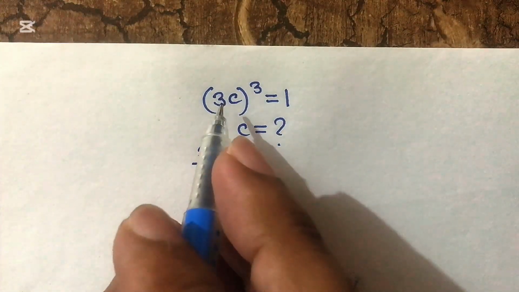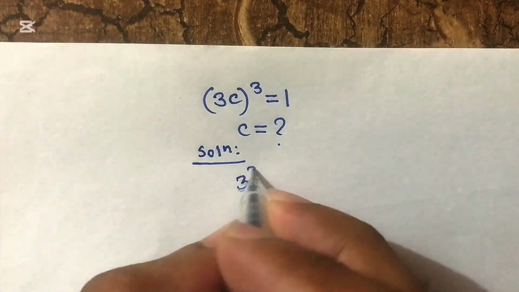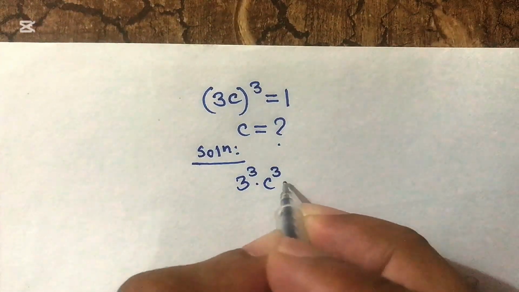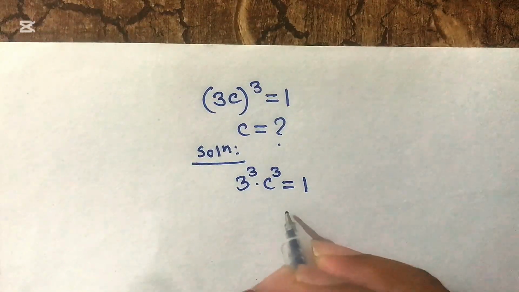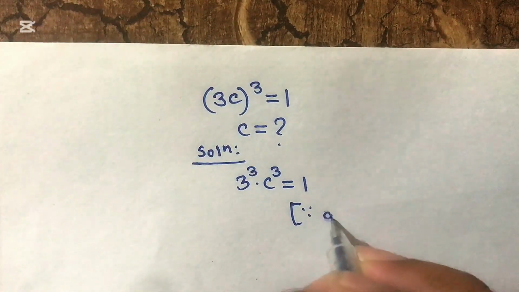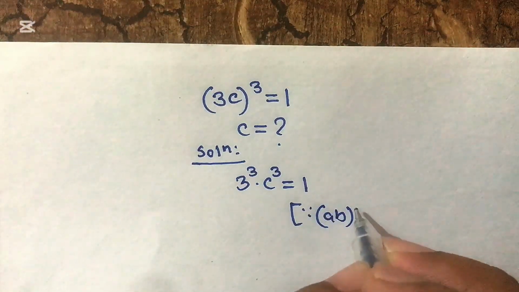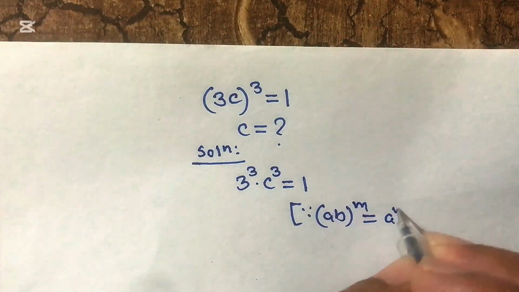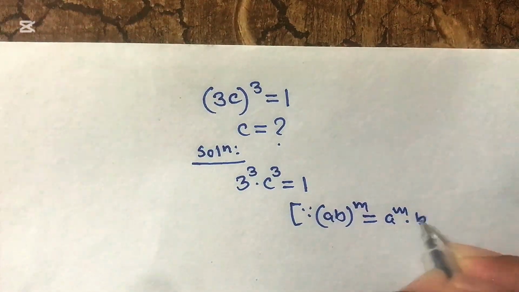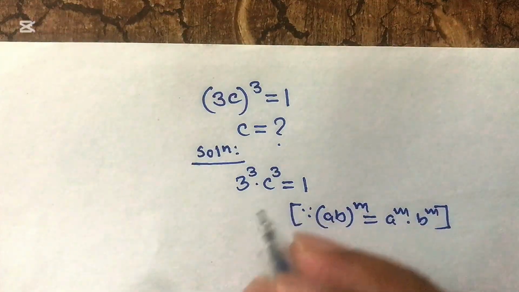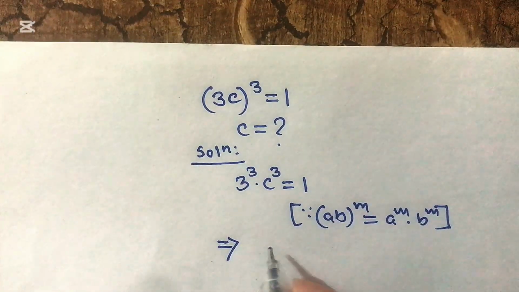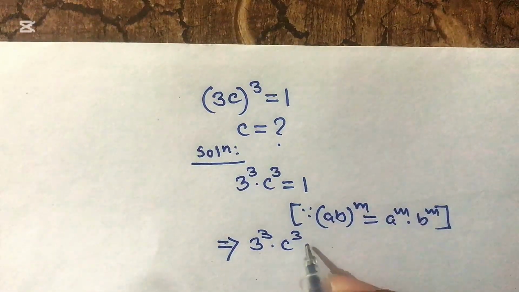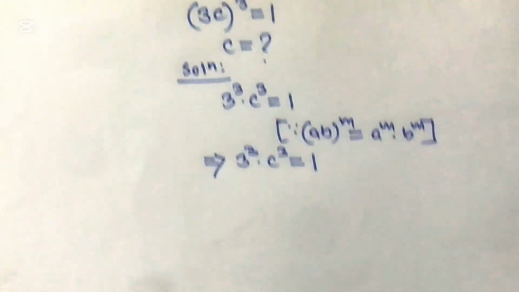According to the exponential law, we can write this as 3³ · c³ = 1, because according to the exponential law, (ab)^m is equal to a^m multiplied by b^m. So 3³ multiplied by c³ is equal to 1.